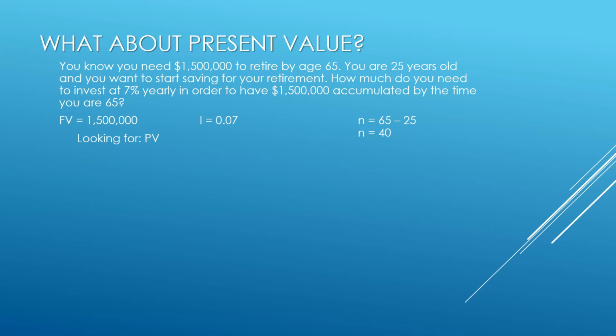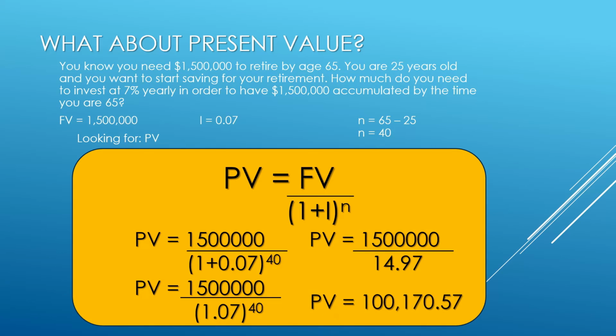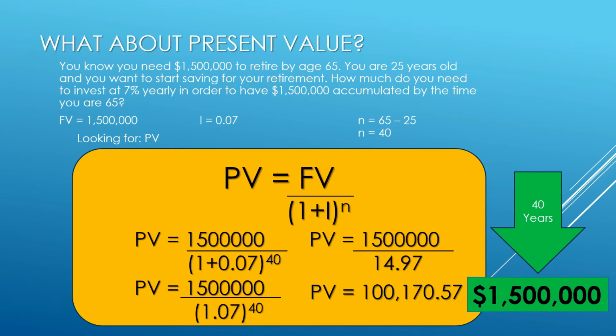Now we're looking for present value, so here's the present value formula. It's the same thing as the future value formula, I've just rearranged it so that it looks nicer for you guys. We're going to insert our values of 1.5 million for future value, 0.07 for interest, and 40 for N, and we'll end up with $100,170.57. So in this case, we know that we have 40 years to turn some amount of money into $1.5 million, and we figured out that that beginning sum is $100,170.